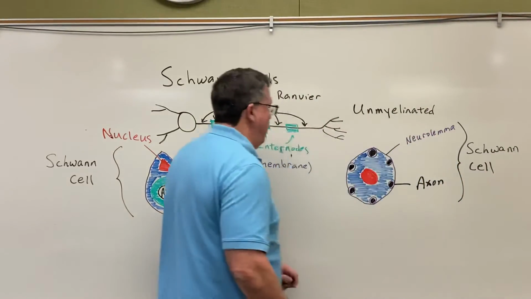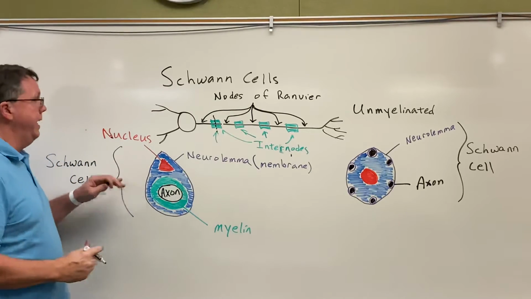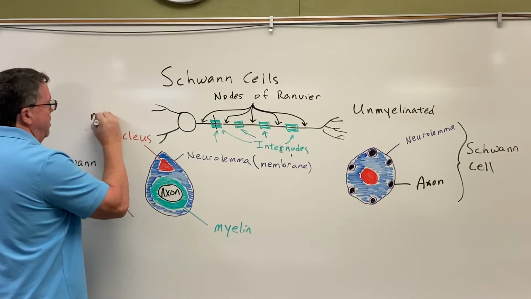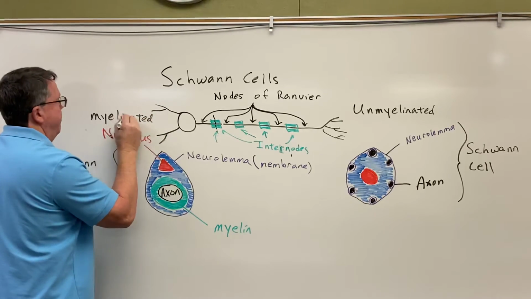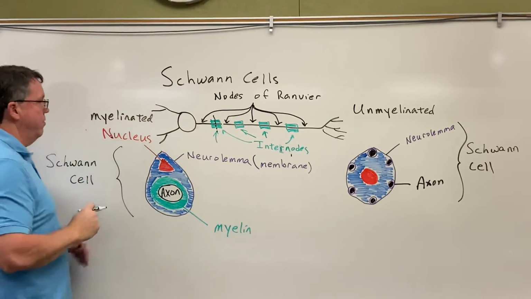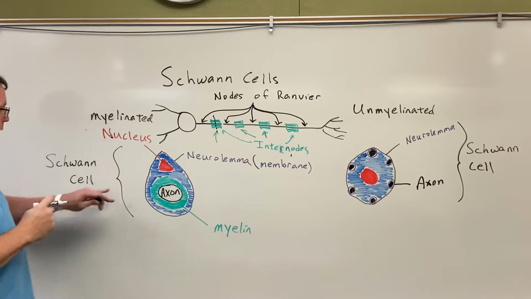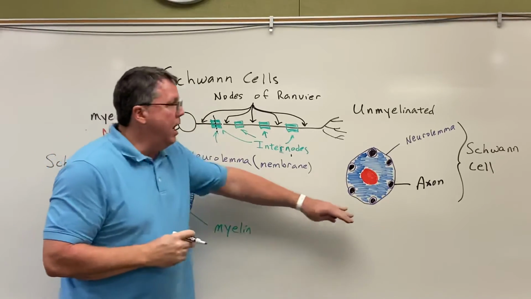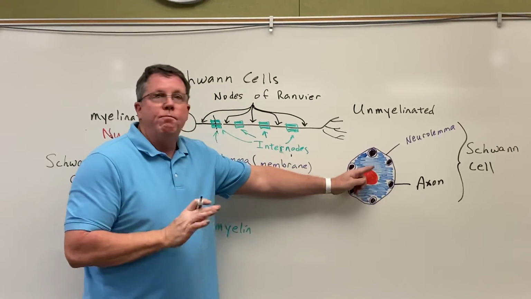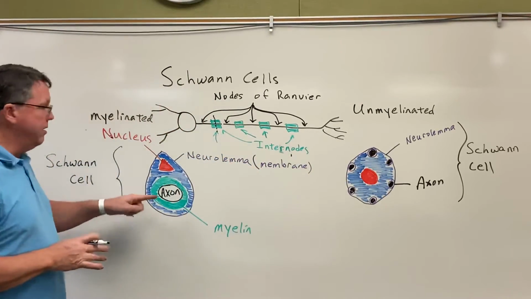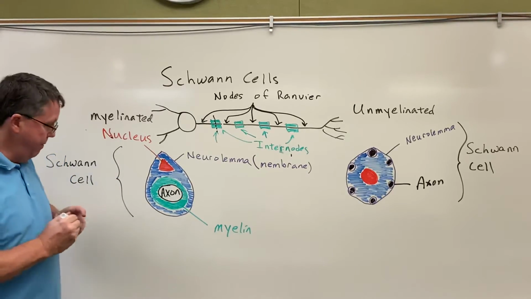Okay? And over here I have my myelinated. So let me write this up here. This is myelinated. Okay, so there's my myelinated. So once again, I have my myelinated Schwann cell. My unmyelinated Schwann cell is over here. Unmyelinated is going to have more axons in it. Myelinated is only going to have one axon, right?